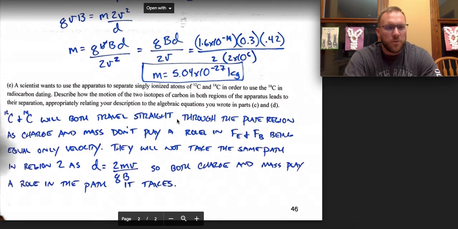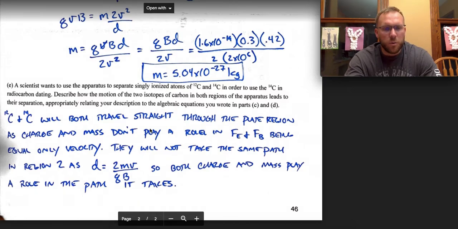The last part wants you to identify, if someone is trying to separate carbon-12 and carbon-14, how the motion of these isotopes will be in both regions, and how we'll be able to separate them. So first off, when the two isotopes travel through the plate region, region 1, we saw that when the electric force and the magnetic force are equal to each other, the charge plays no factor and there is no mass playing a factor. It's only dependent upon the charge's velocity. Because they're both going to come out at the same velocity, they will still take the same path. So there'll be no separation for that first part of the motion.